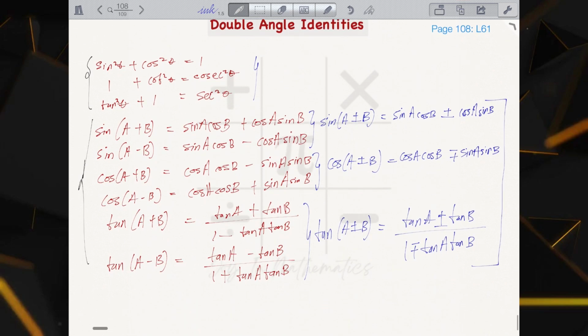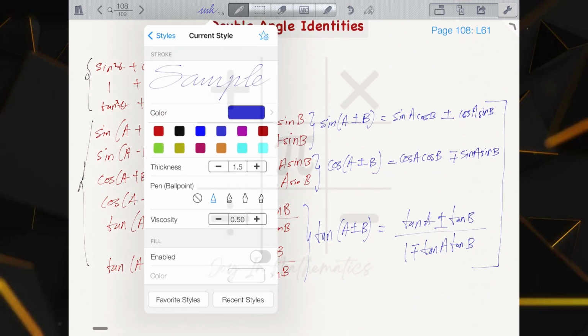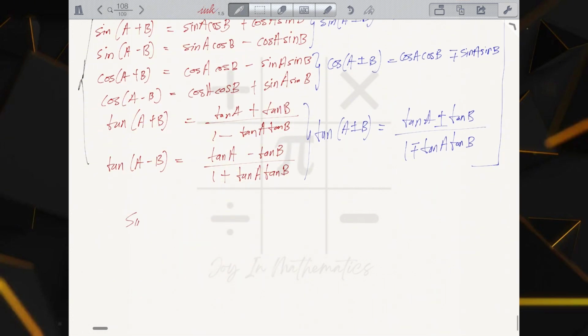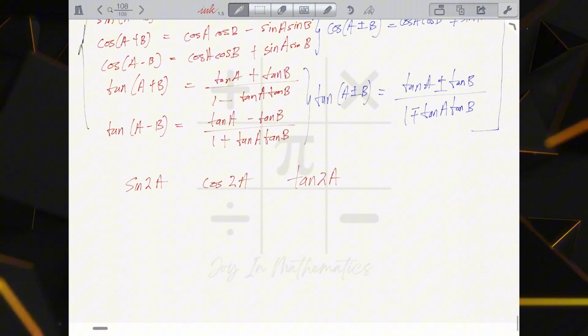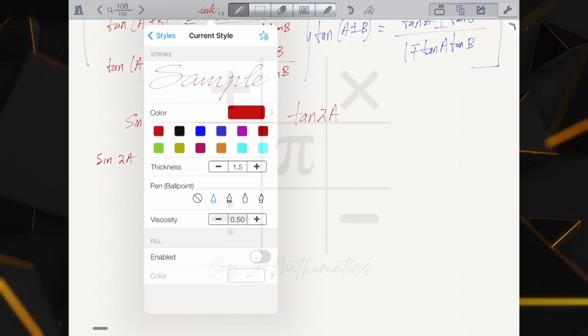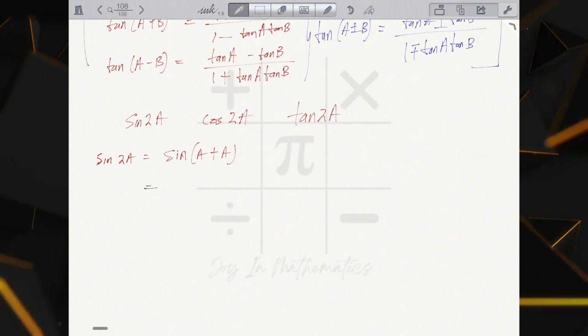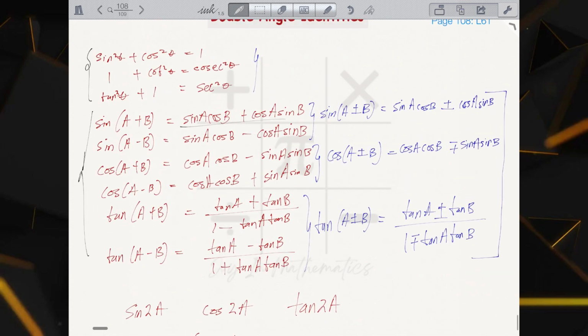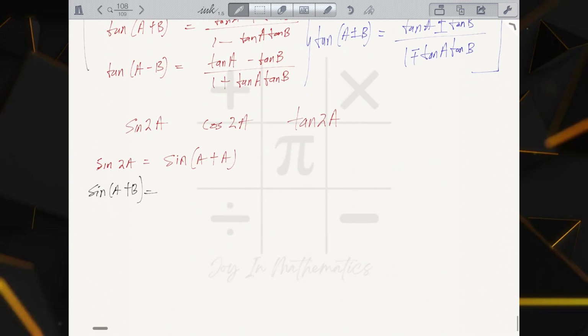Now to get the double angle identities, all we are saying in essence is we should look for expressions of sine 2A, cos 2A, as well as tan 2A. So to establish that, we'll just say that sine 2A is the same thing as saying sine of A plus A. So in view of that, we'll just use the formula for sine of A plus B. Sine of A plus B, according to this, is equal to sine A cos B plus cos A sine B.